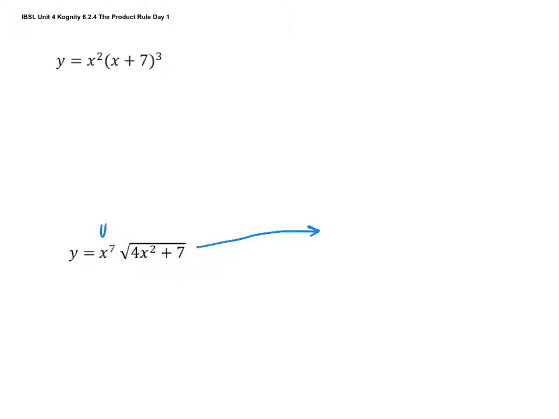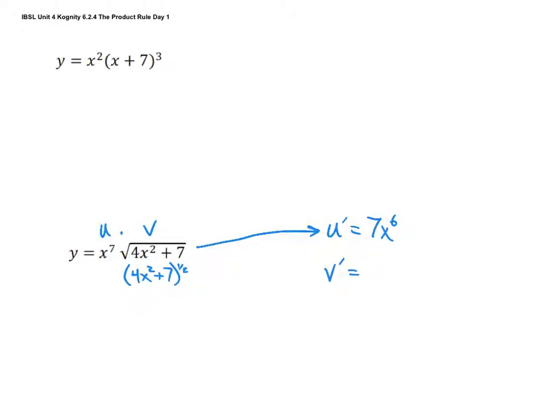So u is the x to the 7th. V is this. So what's u prime? 7x to the 6th. What is v prime? Gotta be careful with this one. 4x squared plus 7 all to the half. No. That's what it is currently. 4x squared plus 7. I'm sorry, I'm doing different things. It ends up being 4x over 4x squared plus 7.